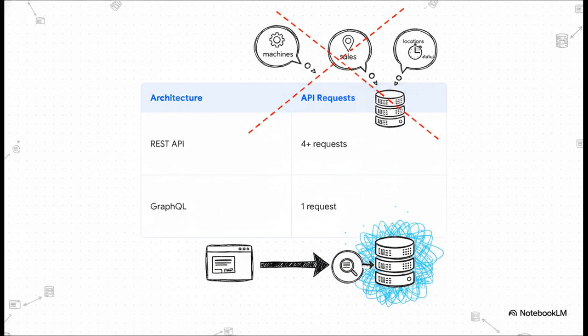But with GraphQL, look at this. It's just one single request. The front end asks for exactly those specific fields in one payload, and the back end handles the rest. This literally slashes your network chatter.